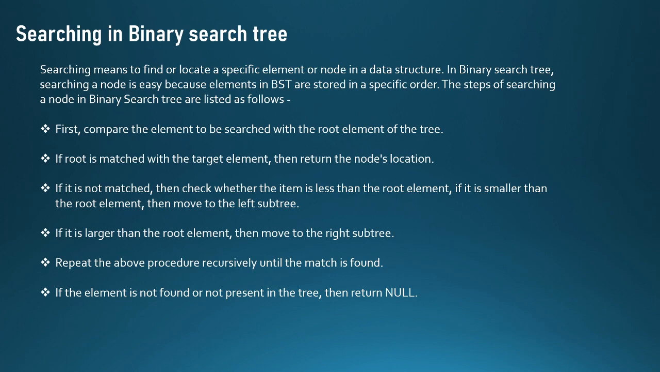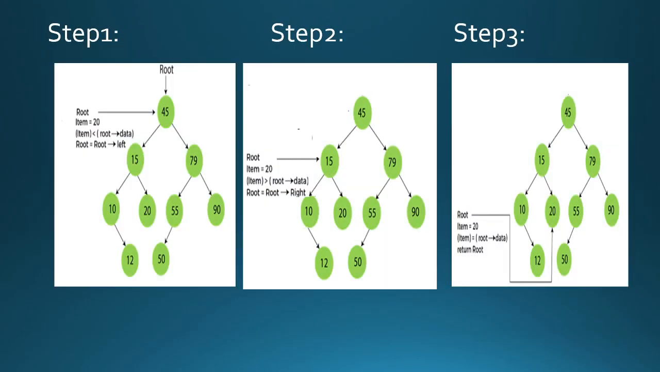First, compare the element to be searched with the root element of the tree. If the root matches the target element, then return the node's location. If it is not matched, then check whether the item is less than the root element. If it is smaller than the root element, then move to the left subtree. If it is larger than the root element, then move to the right subtree. Repeat the above procedure recursively until the match is found. If the element is not found or not present in the tree, then return null. This is the pictorial representation of searching in the binary search tree.